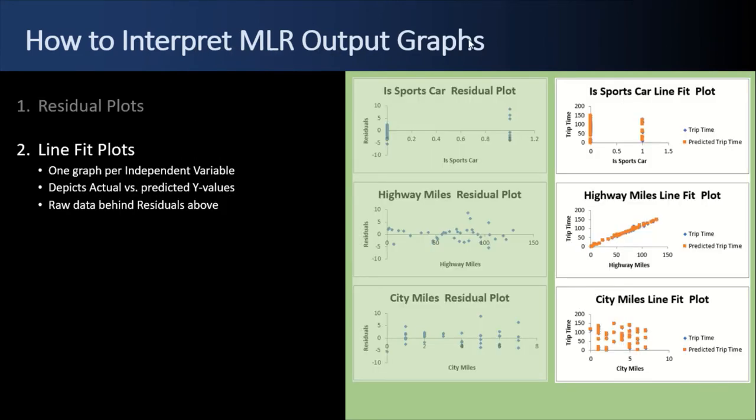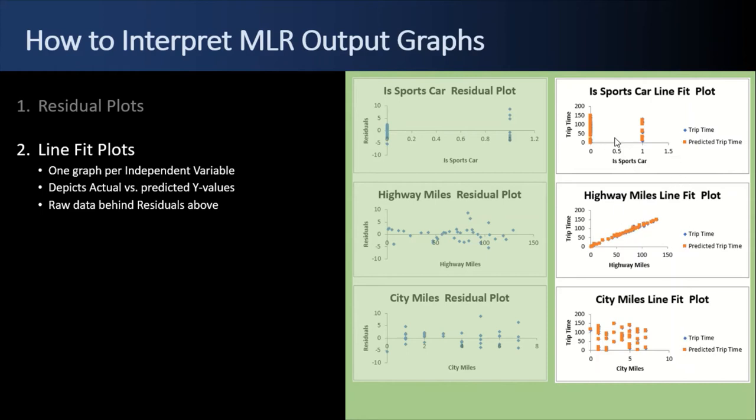The next MLR output graph is the line fit plots, and they're close relative to the residual plots. There's one graph per independent variable. X1 is sports car, one graph of line fit plot. X2, highway miles, one line fit plot. And X3, city miles, one line fit plot. These graphs depict the actual versus predicted Y values. So the orange dots are the predicted Y values, and the blue dots are the actual values.